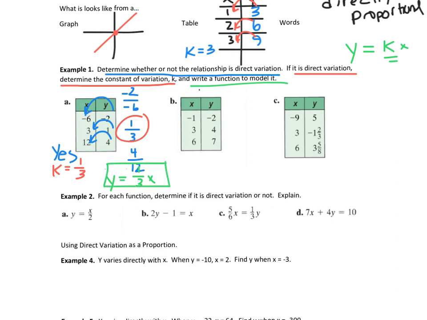So the second one, we're going to see if it's direct variation by doing Y divided by X. I can already tell that 7/6 is not the same as 4/3. So no, it's not direct variation. If it's not, I don't need to write an equation for it. And then this one, I can tell it's not because I have a positive times a negative, so that's going to be a negative number. A negative divided by a positive is going to be a negative number, but this one is going to be a positive number. So that one's no as well.